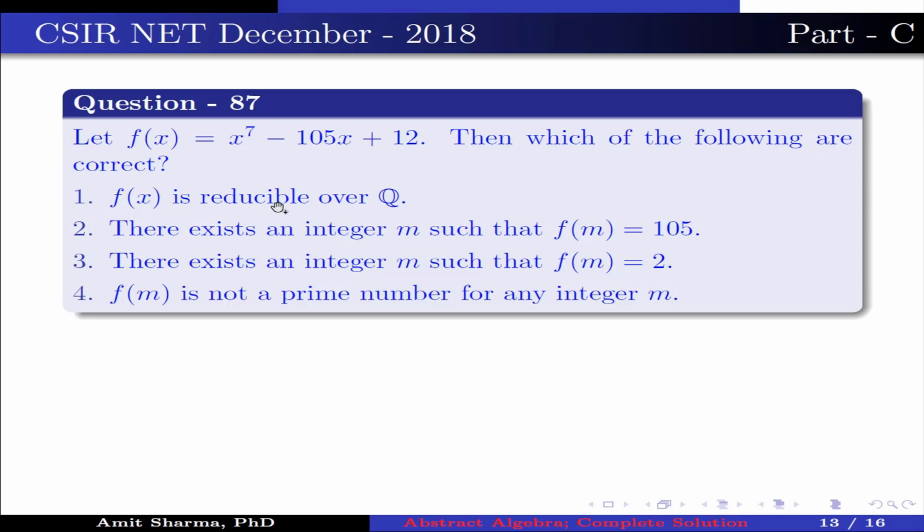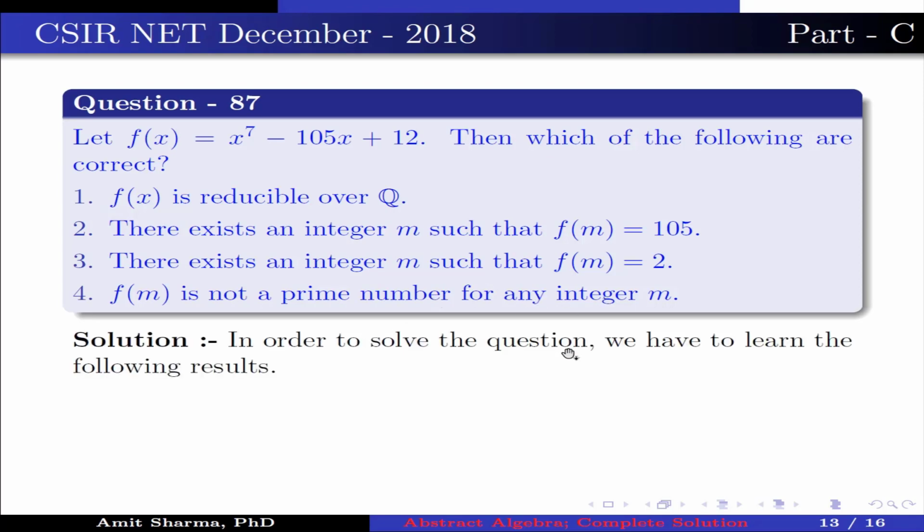Option 1. f of x is reducible over Q. Option 2. There exists an integer m such that f of m equal to 105. Option 3. There exists an integer m such that f of m equal to 2. Option 4. f of m is not a prime number for any integer m.